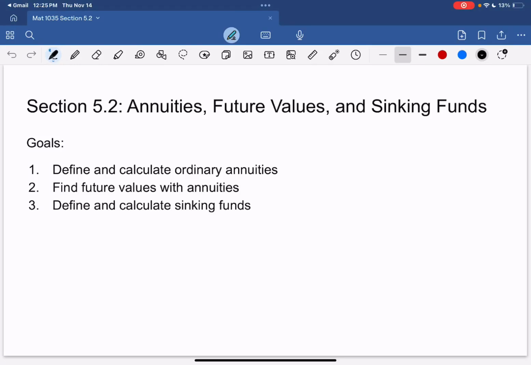All right, so this is section 5.2, and we're going to talk about annuities, future values, which we've already discussed, but in a different way, and this concept of a sinking fund. So, first, we're going to define and calculate some ordinary annuities. We're going to find future values when we have annuities, and then we'll calculate sinking funds.